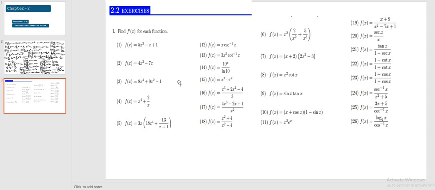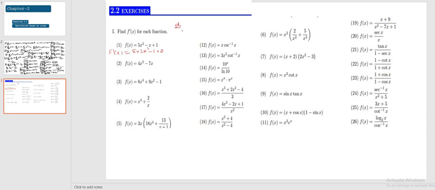Find f dash x of each of the following. I will not write many questions here because all are very easy. For example, if I want to find f dash x of this one, just multiply 5 by 3 x power 2, because of x power 3 we use the rule d/dx of x to the power n. Minus d/dx of x is 1, plus d/dx of 1 is 0.